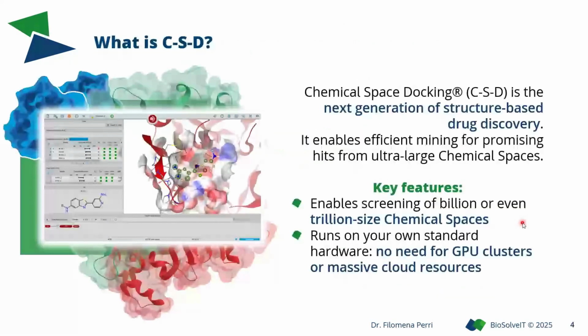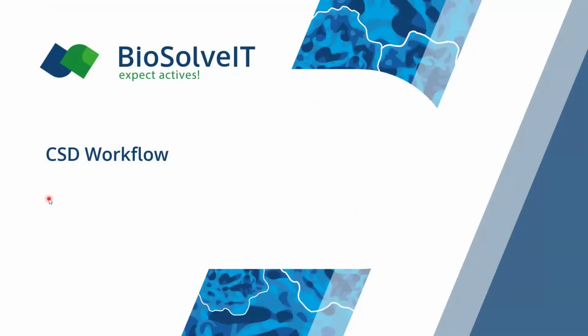So in a nutshell, we refer to chemical space docking as the next generation of structure-based drug discovery, exactly for what I've said now. We can finally, after many years, access these combinatorial trillion-sized chemical spaces, and we can do this on standard hardware. So we don't need big clusters, GPUs, or even cloud resources and supercomputing. Why and how would a CSD workflow allow you to do so?